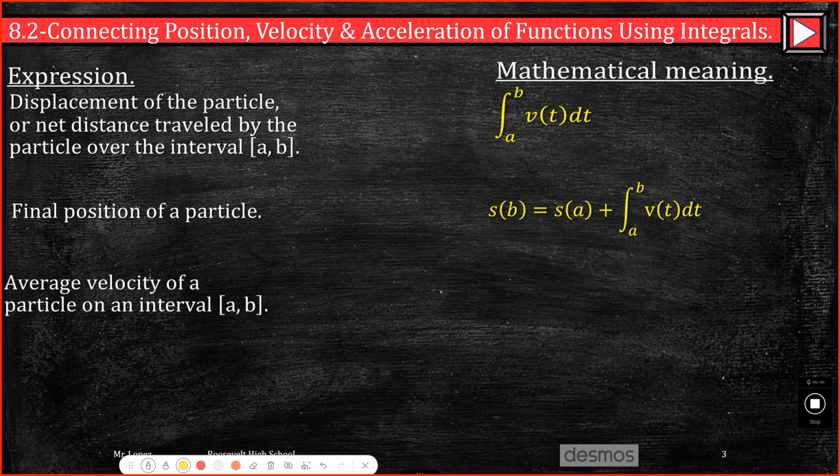Average velocity of a particle on an interval from A to B. We just did it. You either divide by the interval, or you can multiply by 1 over that, no? So there, we just did this.